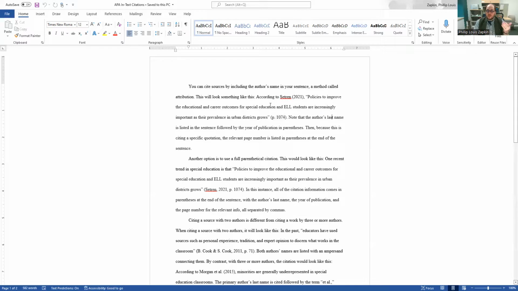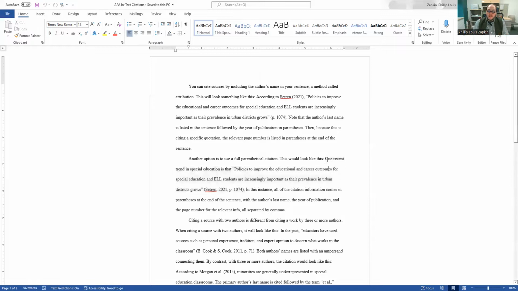So that's attribution. Basically, you've incorporated the author's name followed by the date in parentheses into your own sentence. So that's one way of doing it. The other way of doing this is a full parenthetical citation, which is going to look more like this. One recent trend in special education is that policies to improve blah, blah, blah, blah, rest of the quote. And then at the end, in parentheses, Citation, 2021, P period 1074, close parentheses.